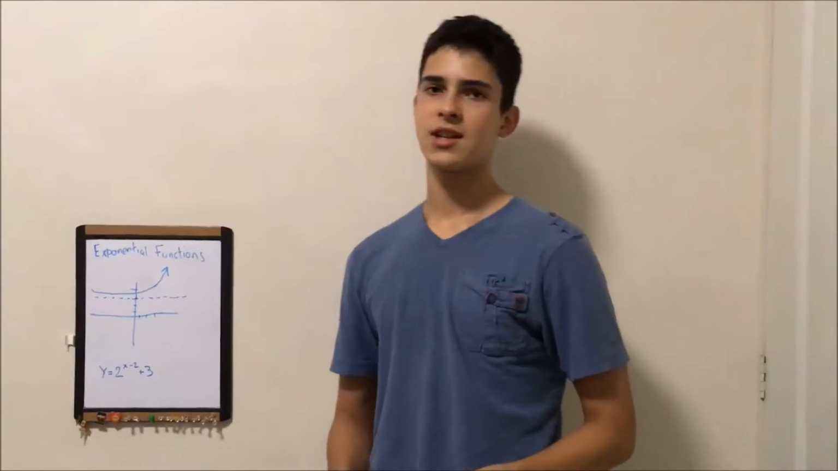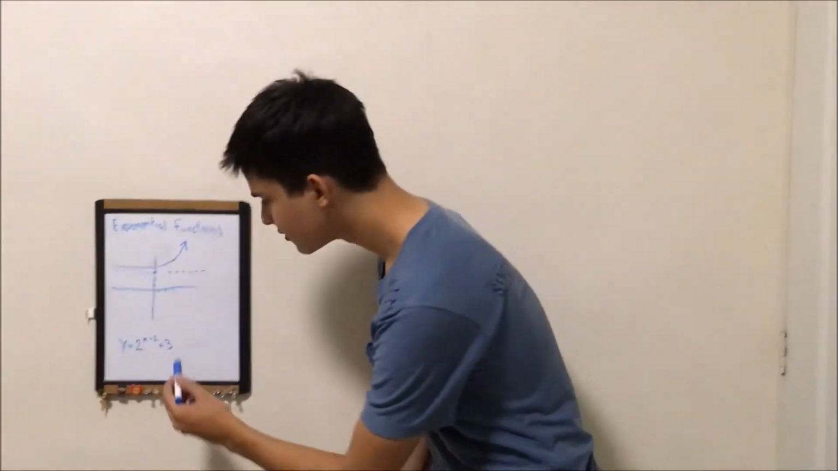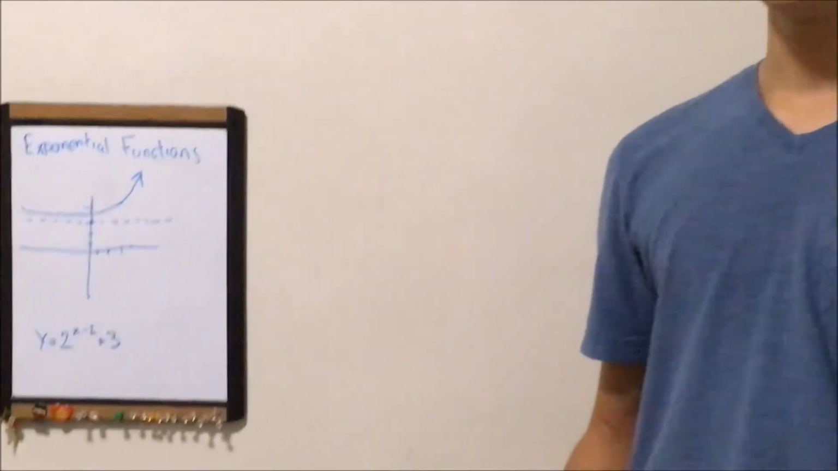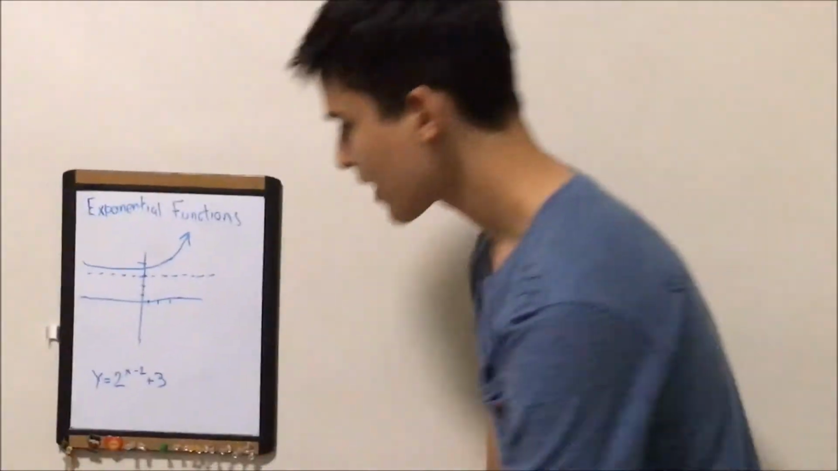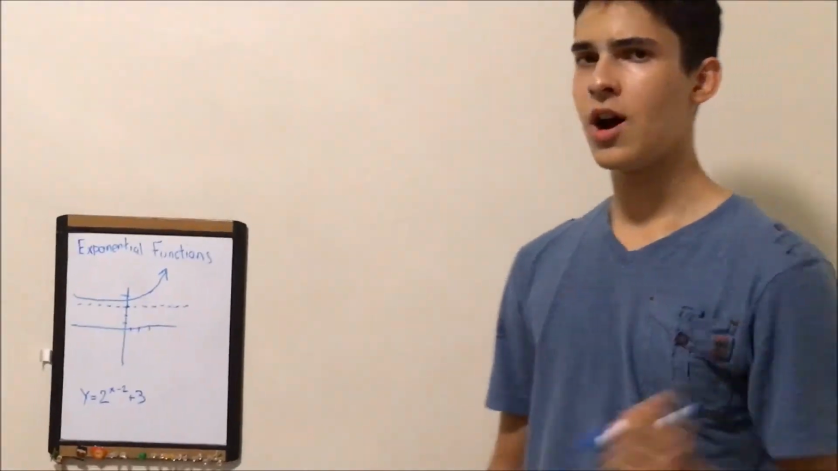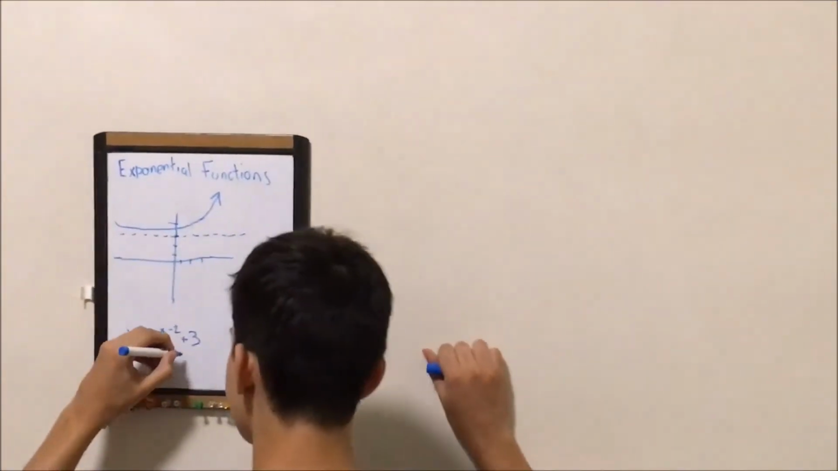Well, talking about how to get the characteristic point, the first thing we have to do is to look at the power and then equalize it to 0. In this example, we have x minus 2, so our answer is going to be 2.